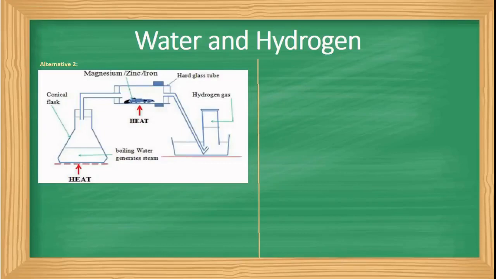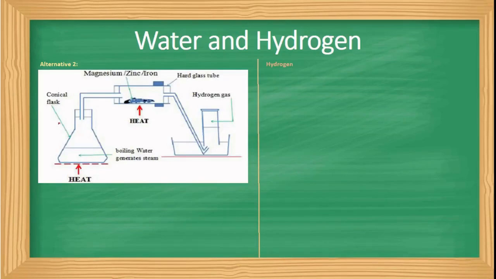Alternative B, or alternative 2, of the setup is like I'm displaying here, where I'm replacing the wet cotton wool or wet sand with water in the conical flask. What happens here is that we are heating the water directly, and the steam is produced from direct heating of the water instead of using the cotton wool or sand like in alternative setup 1.